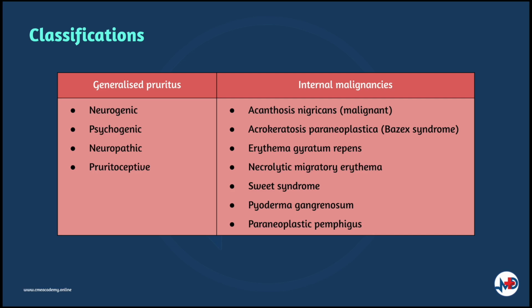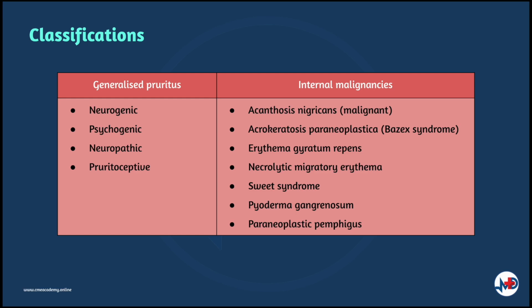Acanthosis nigricans is associated with intra-abdominal adenocarcinoma, lung carcinoma, and lymphoreticular malignancies, while acrokeratosis paraneoplastica, also known as Bazex syndrome, is seen in squamous cell carcinoma of the upper aerodigestive tract.